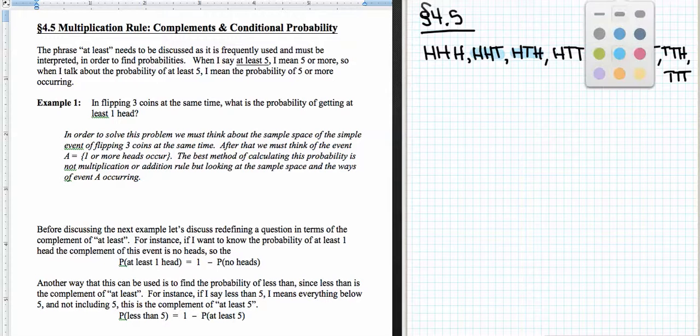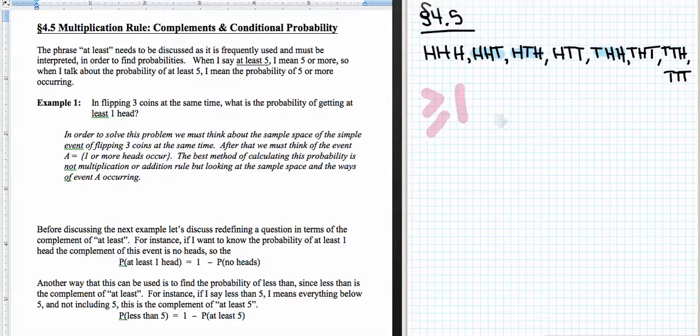So that would be 1 head or more, right? Being greater than or equal to 1 head means 1 or 2 or 3. So we're going to include the 1 head examples, the 2 head examples, and the 3 head examples. And that's what we're going to look at here.